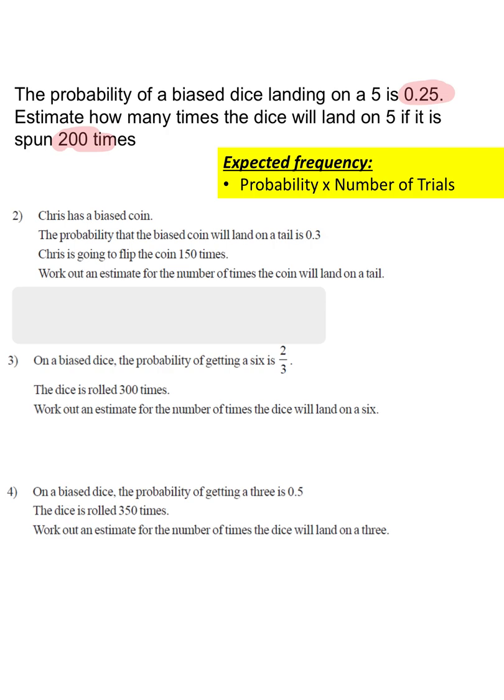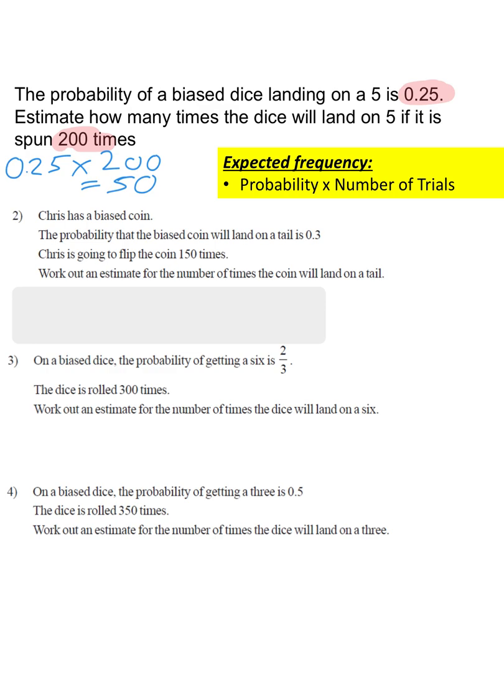Okay, so we're told that the dice is biased, so it's not fair, so it's landing on the 5 more times than it should. So the probability is 0.25. Then we're just going to multiply this by the number of trials, which is 200. So that is going to be 50. There's our answer.